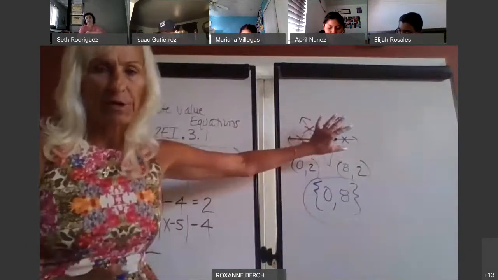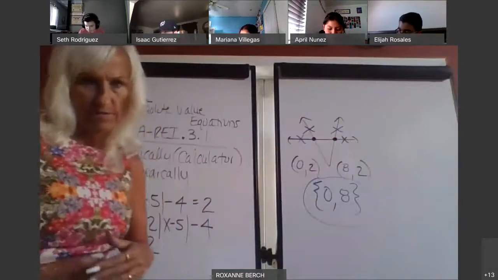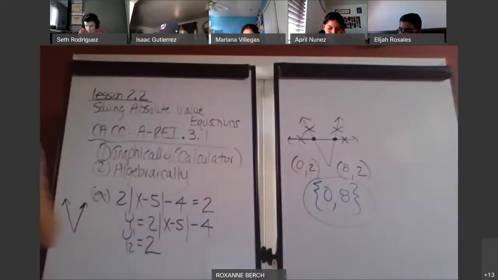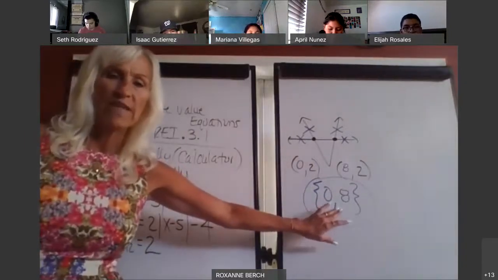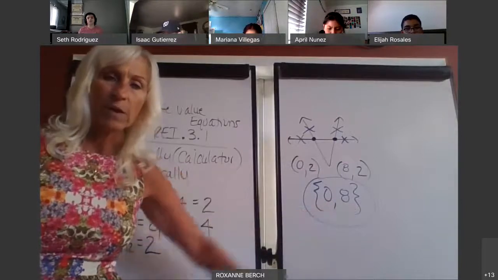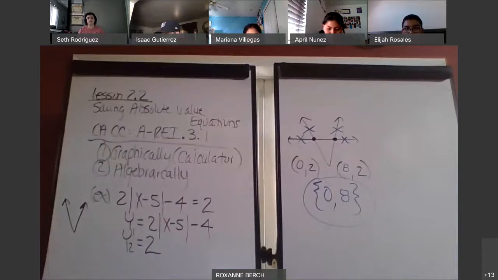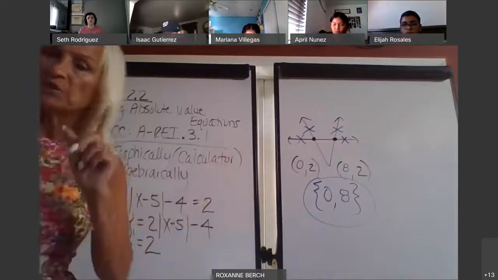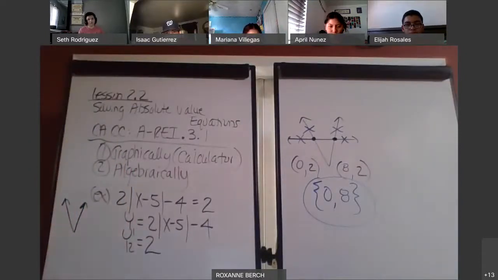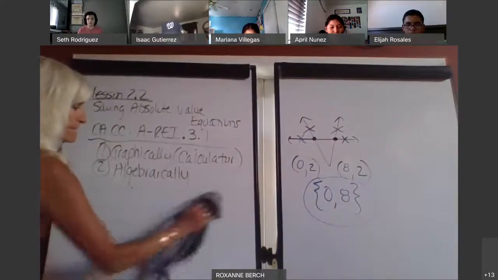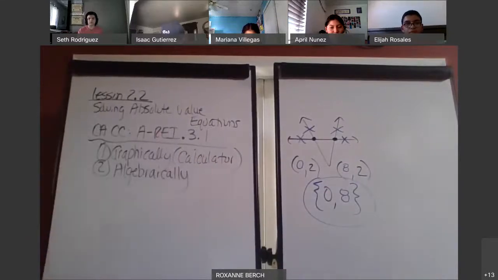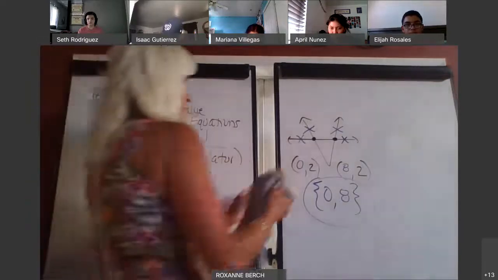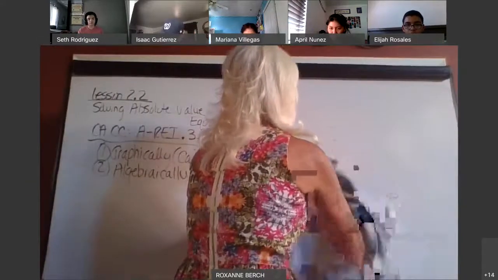These are where the actual graph is crossing the x-axis at 0, 0, and 8, 0. Okay, I'm going to work like two or three more problems. Do you guys want to ask me about this one before I erase? All right, let's try another one.